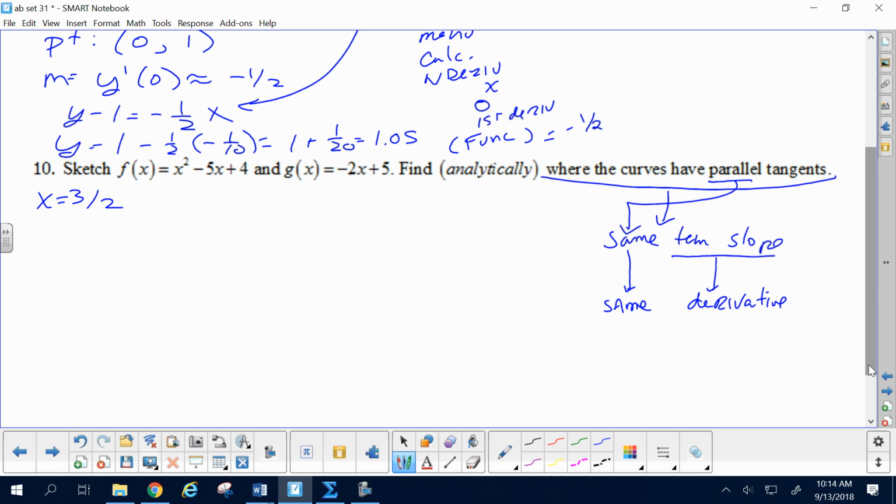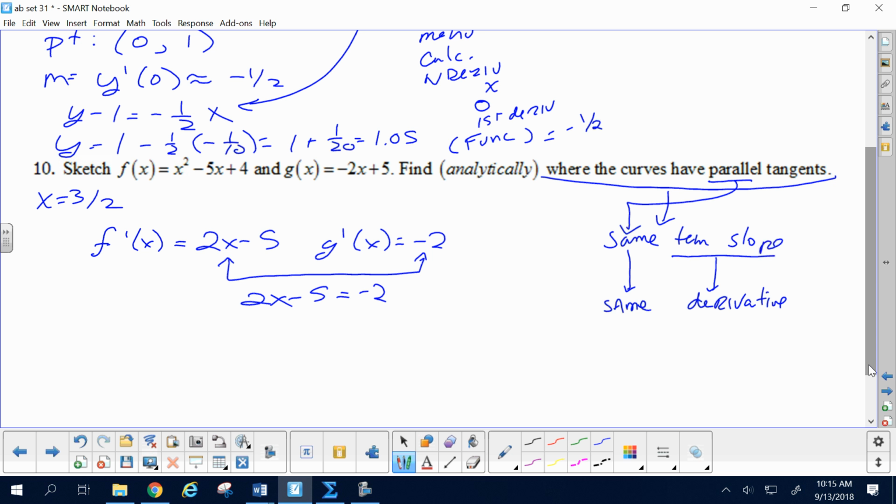Same derivative. So that wordy statement, when the curves have parallel tangents, boils down to where do they have the same derivative? Or where are their derivatives equal? Well, I will need to find their derivatives. Their derivative is 2x minus 5. And what's the derivative of negative 2x plus 5? Negative 2. If they're going to have the same derivatives, then I need to say, when does 2x minus 5 equal negative 2? Well, that's at 3/2.